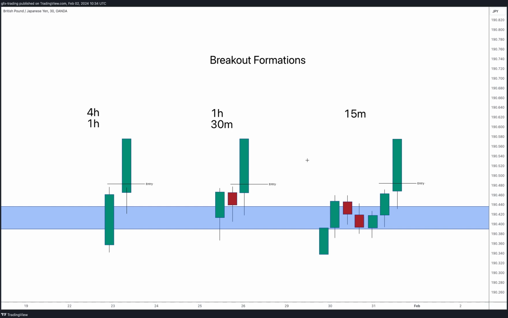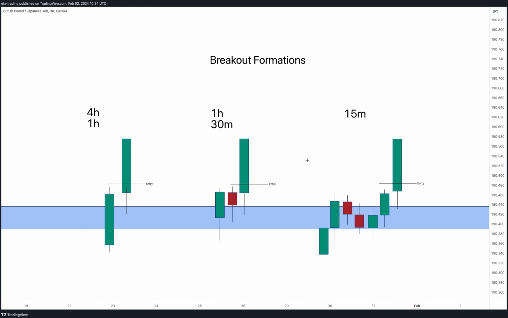So we need to wait for the closure, whether it be a 10 p.m. 4-hour close or an hourly close, 30-minute close, whatever. What we then need to do is make sure that we've got the same amount of patience to wait for the formation to occur, to give us that confluence and that confidence that the trade is actually going to go in the direction that we think it's going to go.